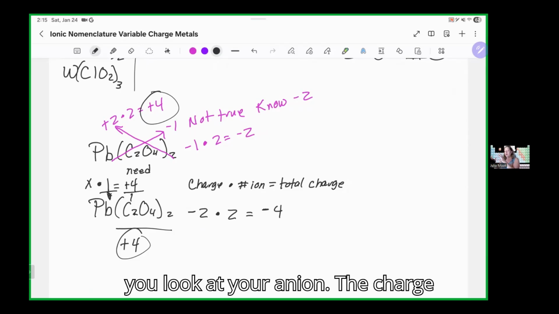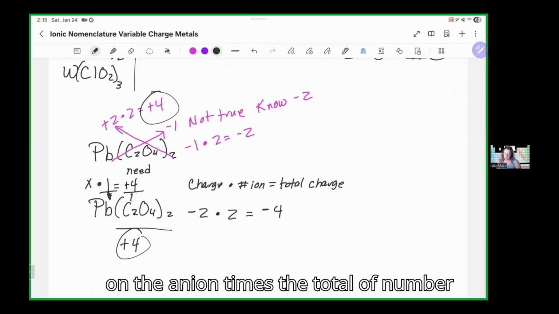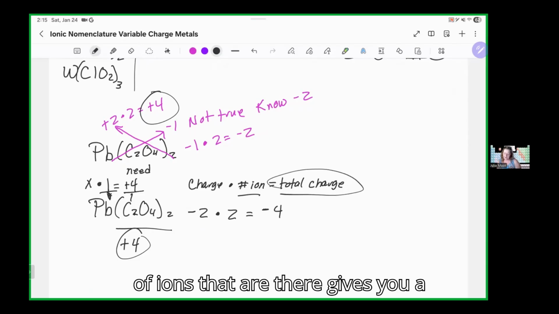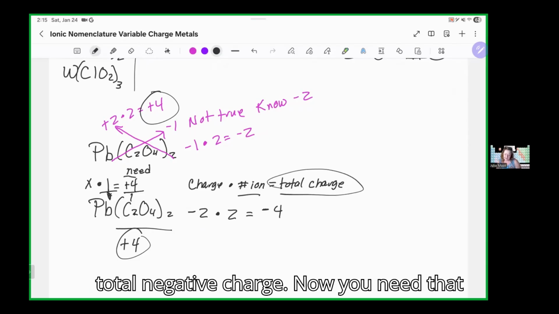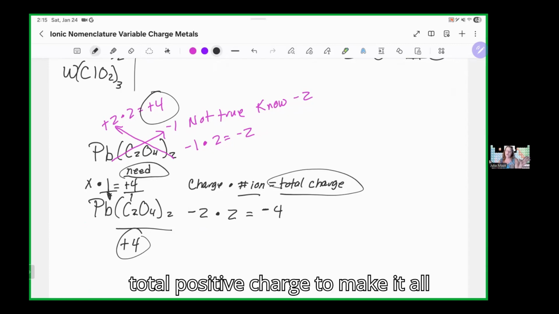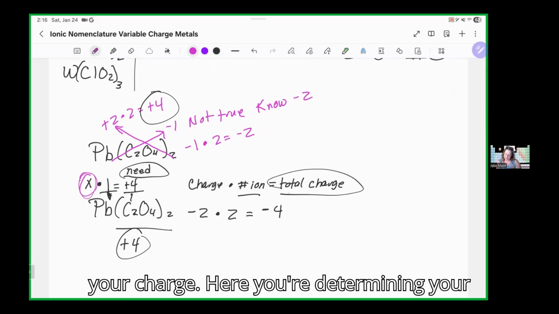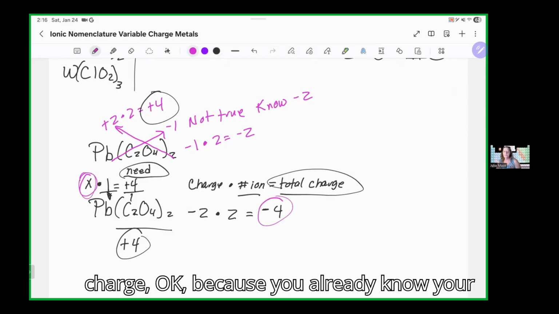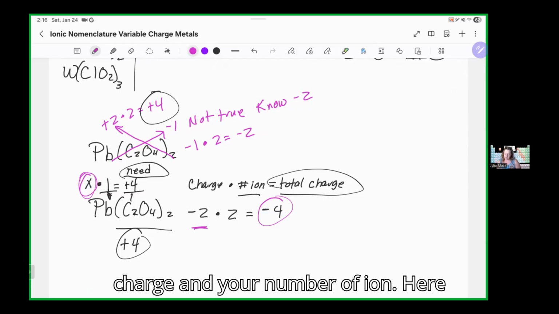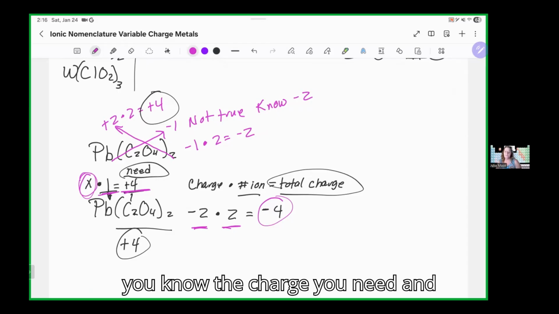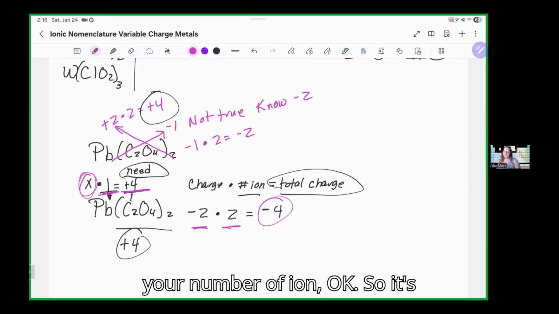Okay, so you look at your anion, the charge on the anion times the total number of ions that are there gives you your total negative charge. Now you need that total positive charge to make it all equal 0. So here you're looking for your charge. Here you're determining your charge, because you already know your charge and your number of ion. Here you know the charge you need and your number of ion. So it's totally up to you.